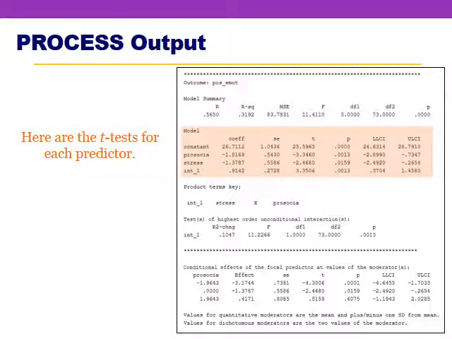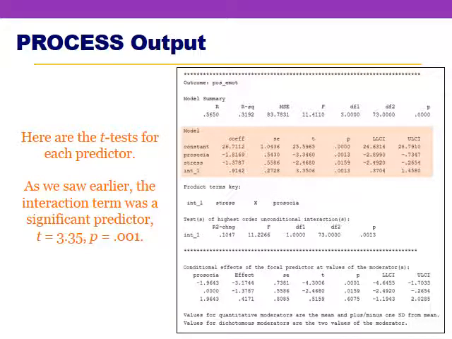This is the information that we care about more. For each of the three predictors, we get a t-test telling us whether that predictor was or wasn't significant. In this case, all three predictors were significant. Prosocial behavior was a significant predictor of happiness, stress was a significant predictor of happiness, and most importantly, the interaction was a significant predictor of happiness. So we need to make sense of that interaction.